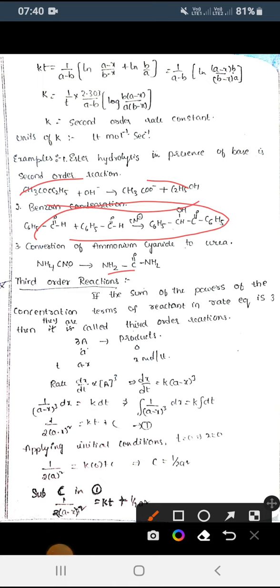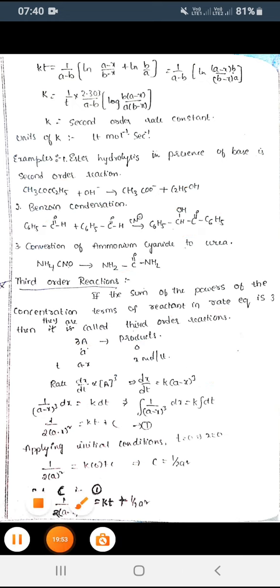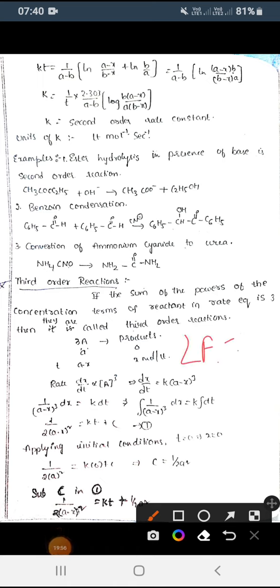So let us see the next one, the third order reaction. The third order reaction is one that depends upon three concentration terms. Here three conditions we can take: 3A gives rise to products, or A plus B plus C, or 2A plus B is also a third order reaction. These are the three conditions.